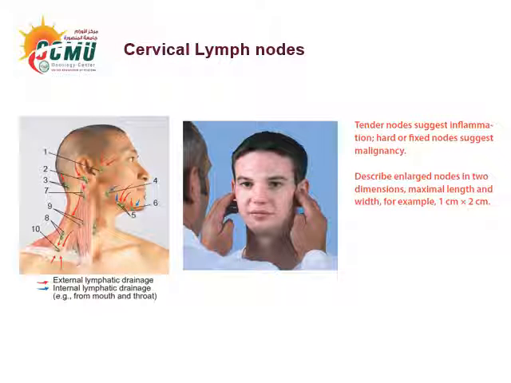Cervical lymph nodes. These are the techniques for how to examine the lymph nodes. Usually in the cervical area we can palpate both sides at the same time. Remember, tender nodes suggest inflammation, hard or fixed nodes suggest malignancy.